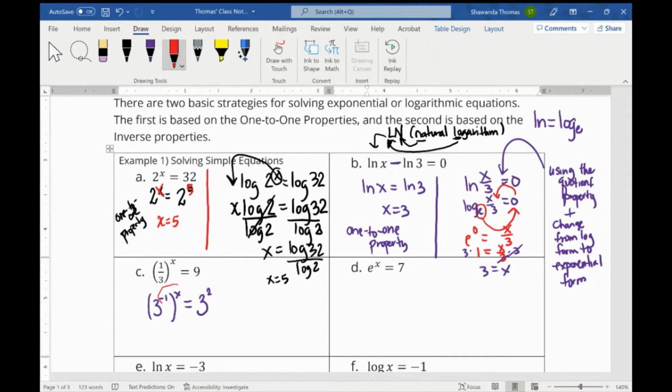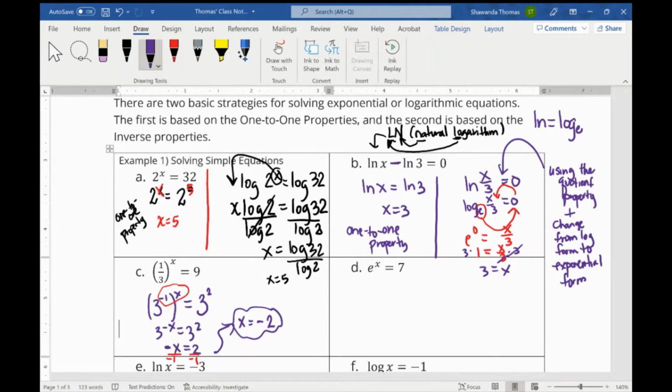Now, of course, if we have this exponent to another exponent, we can multiply that. So that's 3 to the negative x equals 3 squared. Our bases are the same, so it's sort of like you're canceling out the 3's. I don't really like saying that, but it sort of is, so you just set your exponents equal to each other. Now we have a negative x, that's why you need to divide by -1 to get x equals -2. All right, again, that was using the one-to-one property.